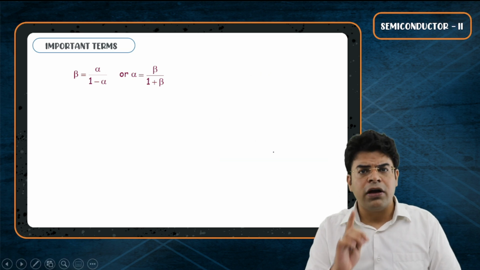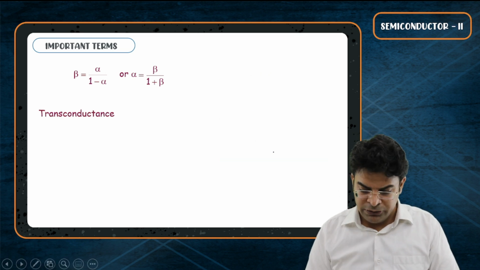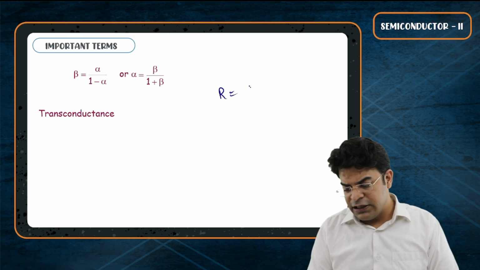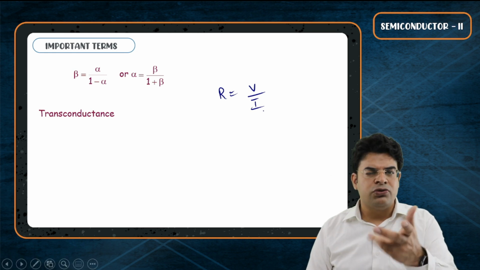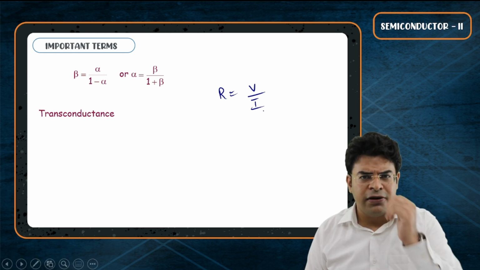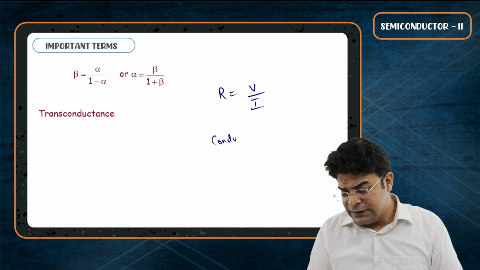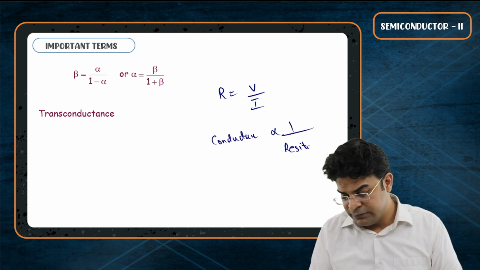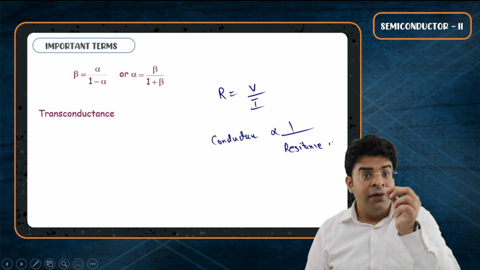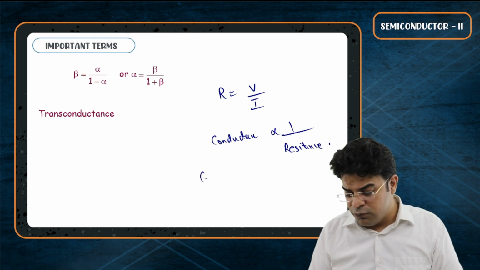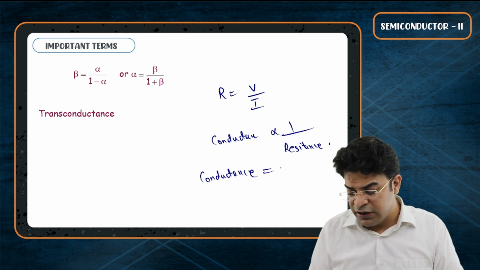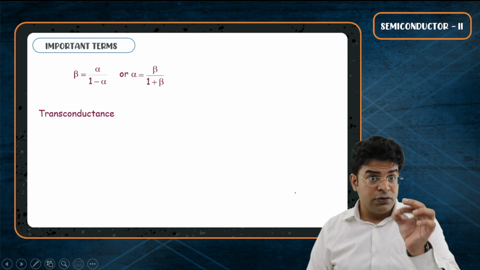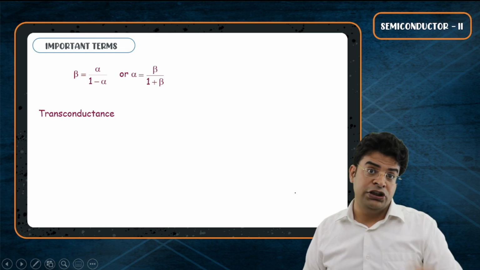Now we need to talk about one more important terminology, and that is called transconductance. We know that resistance equals potential upon current, V equals IR. Conductance is the reciprocal of resistance. Conductance equals 1 by resistance. So if I ask you what is the definition of conductance, you will say conductance equals current flowing upon the potential.